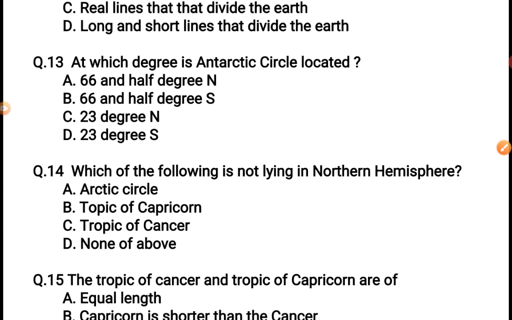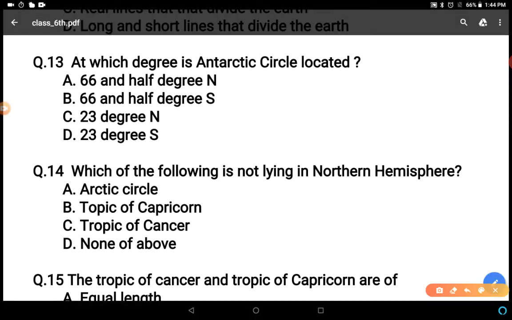At which degree is the Antarctic Circle located? The Arctic Circle is located in the north and the Antarctic Circle is located in the south. So what is the answer? 66.5 degree north, 66.5 degree south, 23 degree north, 23 degree south. B is the correct answer. Question number 13, B is the correct answer.